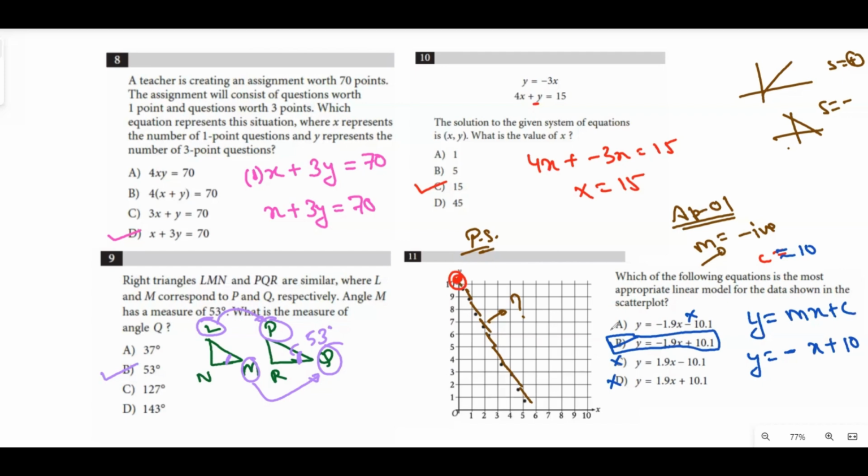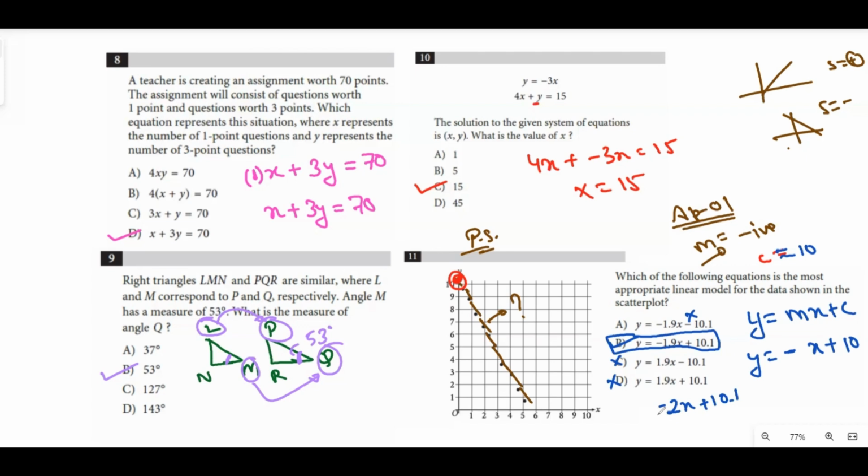Now some students may have a question. Let's suppose we have one more option like minus 2x plus 10.1, something like this. In that particular scenario, if we have two options, either we will find the slope or we will do something else. So what will be the best way to find the scatter plot equation if we get two options in the same pattern? So I will say, make this question very easy.